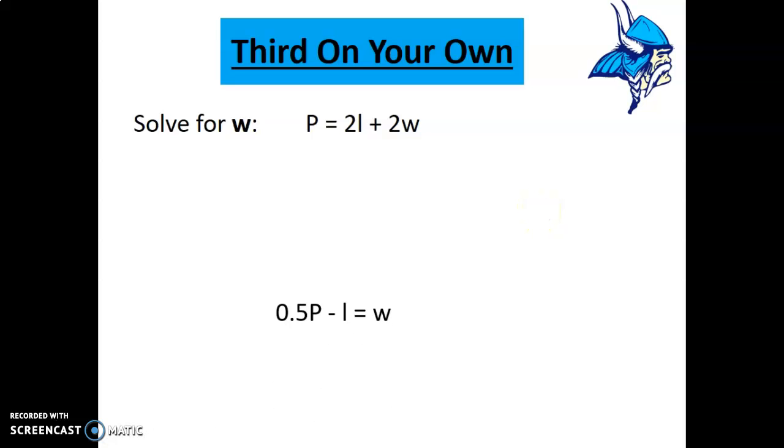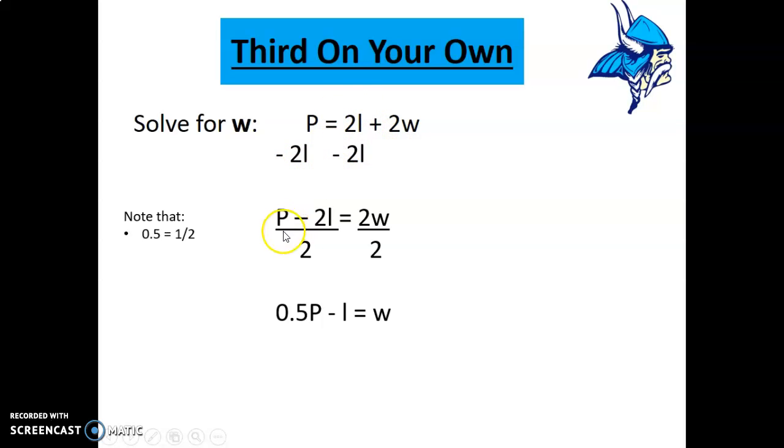Your final result should have been 1/2 P minus L equals W. So if we're isolating for W, we're going to move this term 2L to the opposite side of the equal sign. I can't combine these different combinations of letters. And then I'm going to do the inverse of the coefficient 2 times W, so I would divide by 2. Is there simplifying that can be done? Yes, there is. 2 over 2 simplifies to 1.